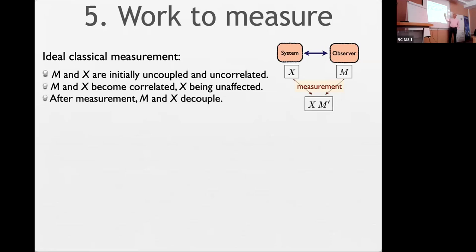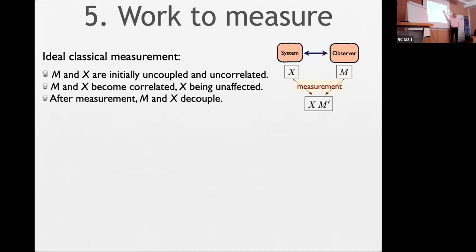I put m prime because m changes in the measurement. Initially it can be whatever, and afterwards it is correlated. Think of this as the exercise you did yesterday. If the measurement is error-free, then m prime would be equal to x. If it has an error, m prime would be equal to x with probability 1 minus epsilon, or the opposite with probability epsilon. Whatever model you can use here.